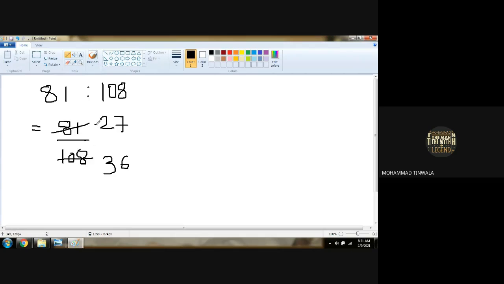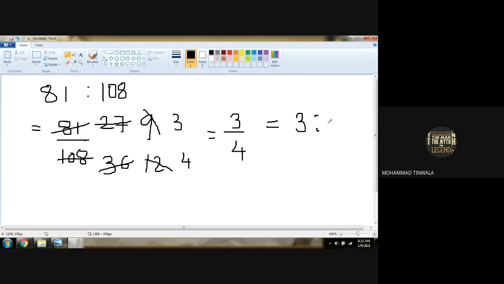Got it? Now 3 9s are 27, 3 12s are 36. Again it is going by 3. 3 3s are 9, 3 4s are 12. So the lowest term we got is 3 upon 4. But this is not our answer. We have to place 3 upon 4 in the ratio part. 3 is for 81, is to 4 is for 108. So 3 is to 4 is the ratio we got.